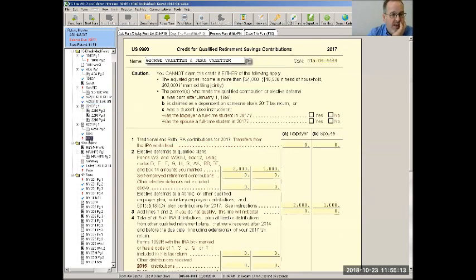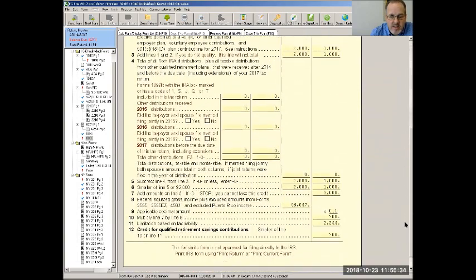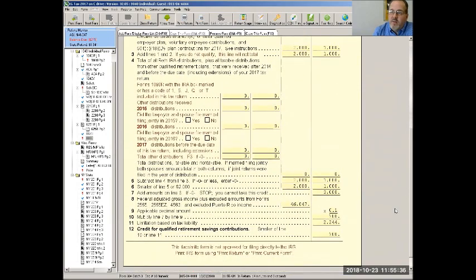So this is on that. What's that question? Was a taxpayer a full-time student? No. Was a spouse? No. See where it says caution, and then in the last thing, there's some little boxes there. If I scroll down on that, what's it say at the very bottom? At the bottom of that form, line 12, credit for qualified retirement savings contribution. How much? 300. Zero. Mine's zero.